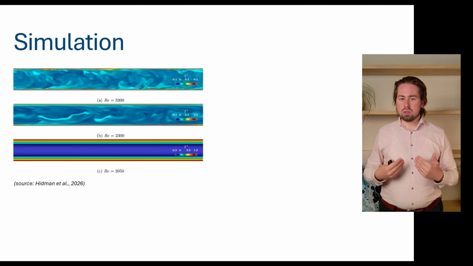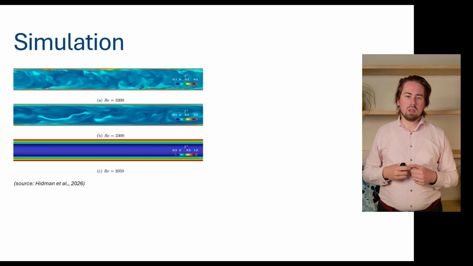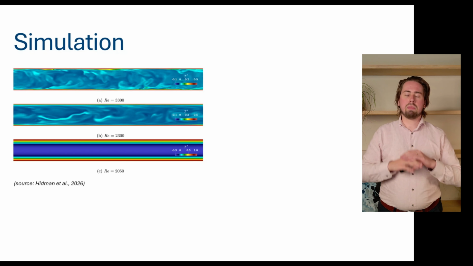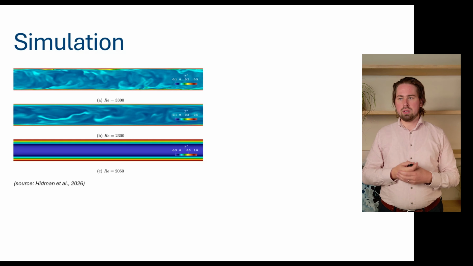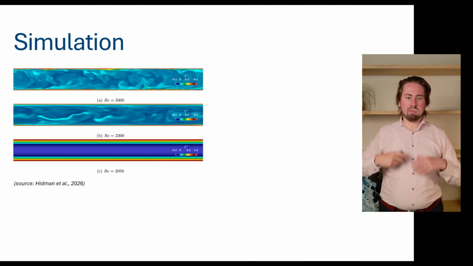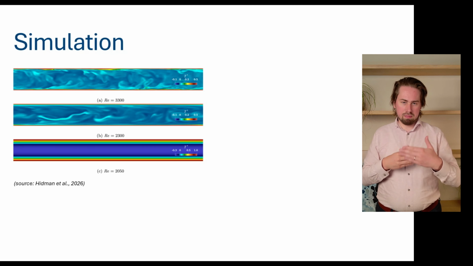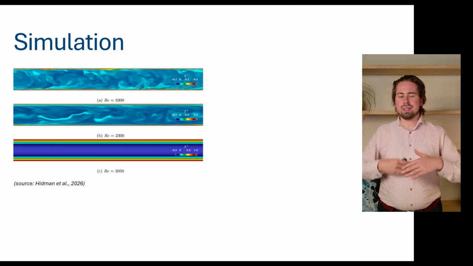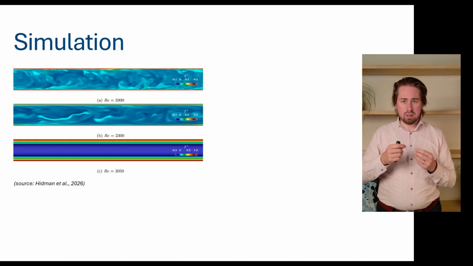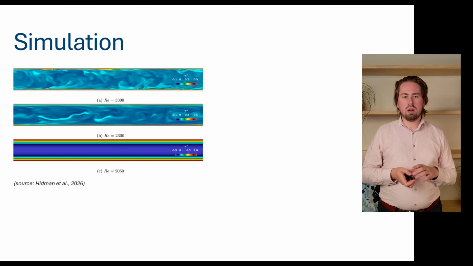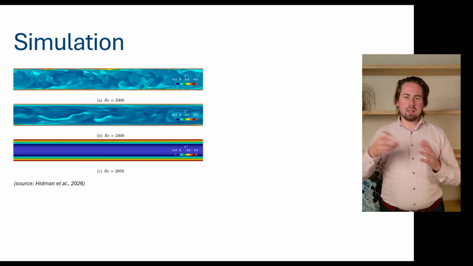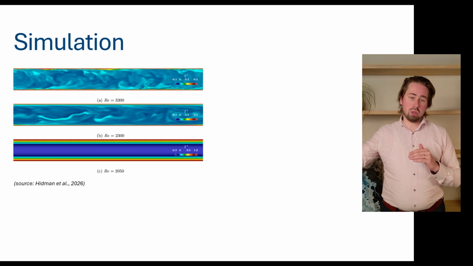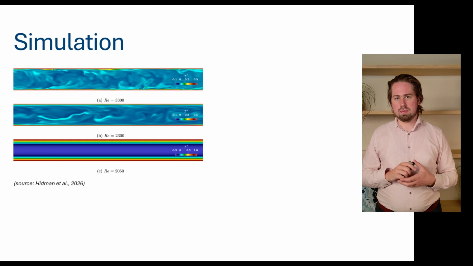When you go lower to 2050, we see that the flow is completely laminar. You clearly see these layers, the boundary layer is clearly visible here. The heat transfer is completely conductive. There is no mixing whatsoever, it's all parallel. So here we see that we go from turbulent to laminar regime.